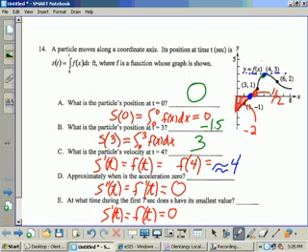Since we know then the function goes from decreasing, where s prime is negative, to where s prime is positive, we go from f prime being negative to positive, decreasing to increasing. Therefore, we know that that has to be a minimum at a time of 2.